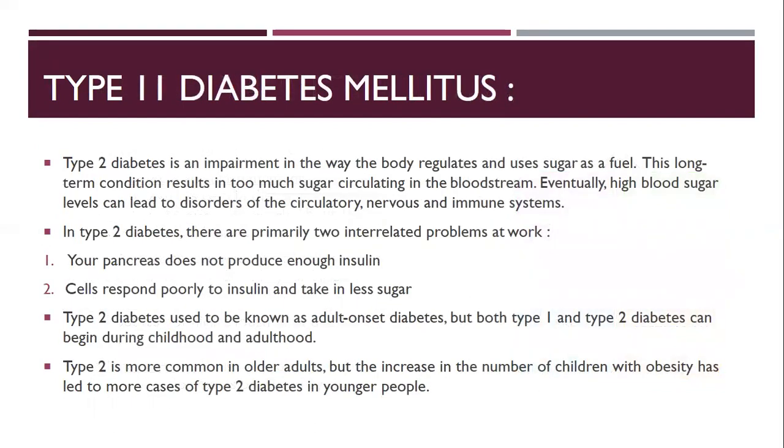In type 2 diabetes, the first problem is with the pancreas, which is not producing enough insulin. The second problem is with the cells, which respond very poorly to insulin. This type of diabetes is usually known as adult onset diabetes. As we know, it is non-insulin dependent diabetes, so it does not require insulin for its treatment. Rather, we go for oral hypoglycemic drugs, and the patient with type 2 diabetes mellitus is usually obese.